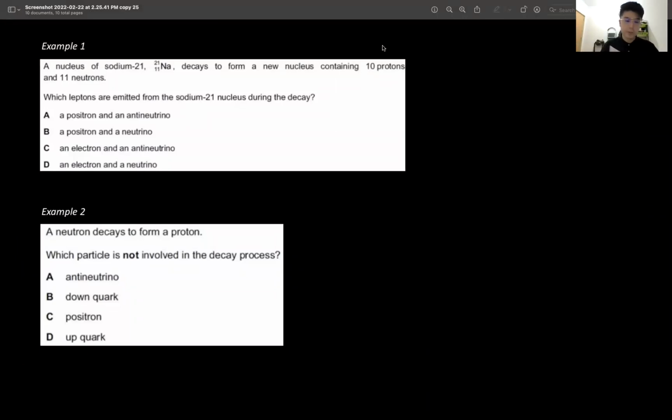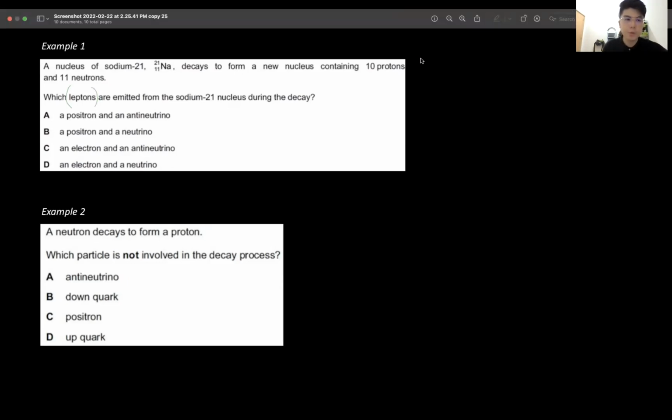Okay, we are back and we will look at some past year's questions. Example 1, a nucleus of sodium 21 decays to form a new nucleus containing 10 protons and 11 neutrons. Which leptons are emitted from the sodium 21 nucleus during the decay?